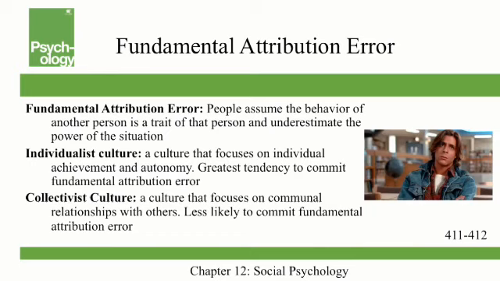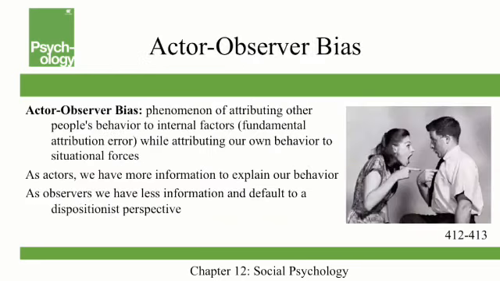The fundamental attribution error is when people assume that the behavior of another person is a trait of that person and underestimate the power of the situation. A question you could ask is, is this a universal phenomenon, or is it influenced by culture? Well, in an individualist culture that focuses on individual achievement and autonomy, people are more likely to commit the fundamental attribution error. In a collectivist culture that focuses on communal relationships with others, people are less likely to commit it.